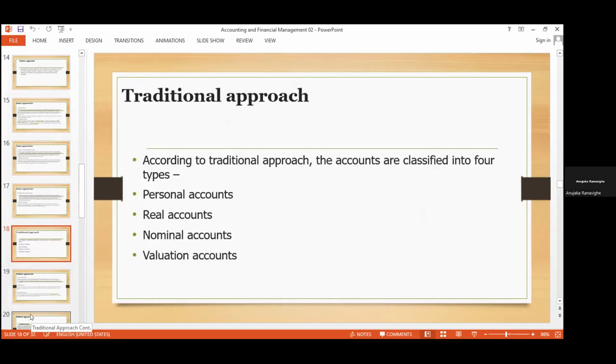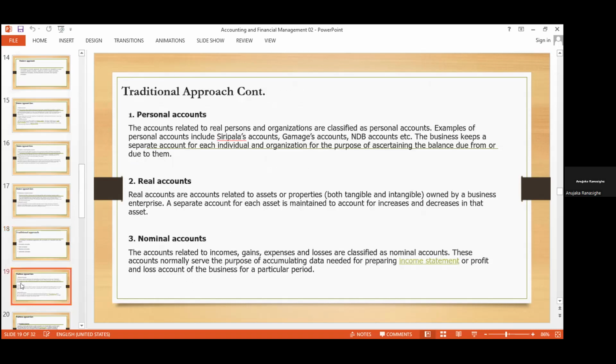Another part, the traditional approach. We compare it to our parties. Please see, the modern approach has six accounts. The traditional approach has four accounts. According to the traditional approach, the accounts are classified into four types: personal accounts, real accounts, nominal accounts, and valuation accounts. This is the traditional approach.